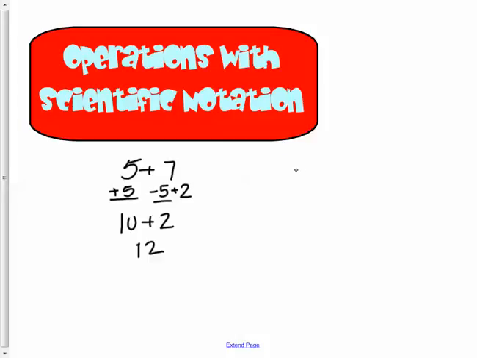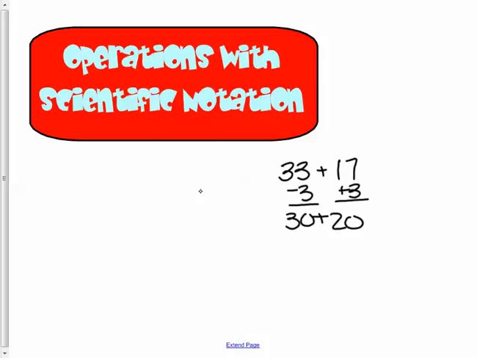Just like if I wanted to add 33 and 17, I could take 3 away over here and give it to the 17 over here and think of these as a 30 and a 20. Okay, this is just a strategy to solve a problem in your head if you don't have paper or if it's not coming easily. So you can do the same thing with multiplication and division.